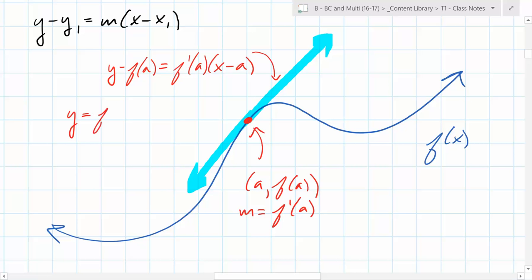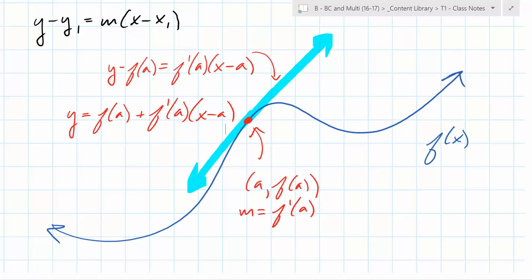Y is equal to f of a plus what? F prime of a times... Everybody okay with that right there? We just found the equation of the tangent line. That tangent line tells us lots of things. If it was a roller coaster, we could use it to find instantaneous velocity, right?